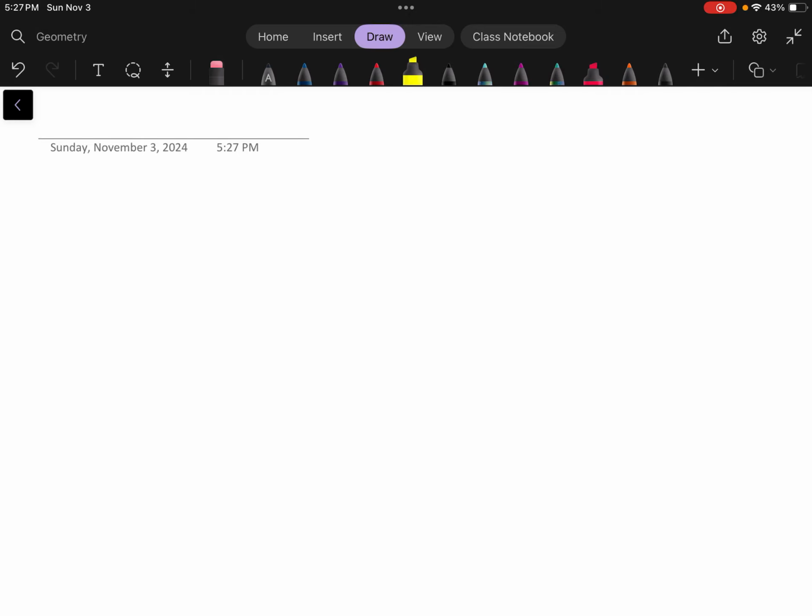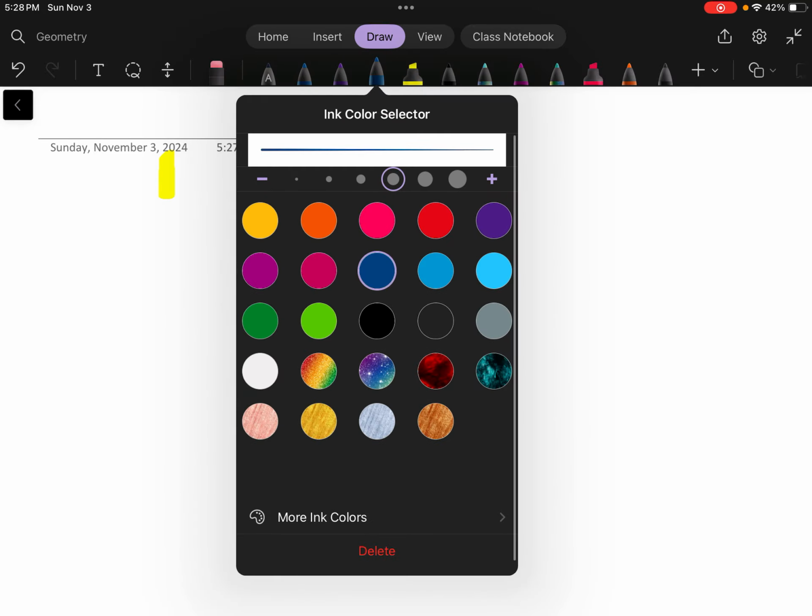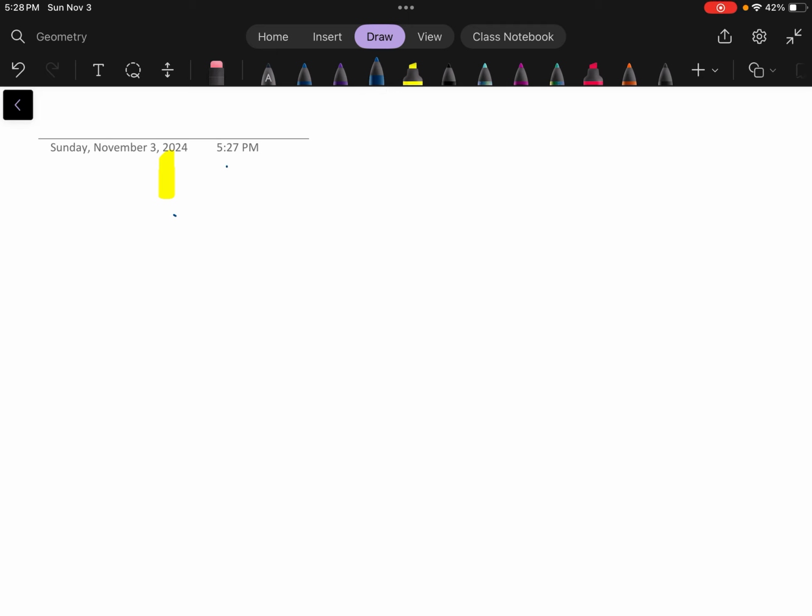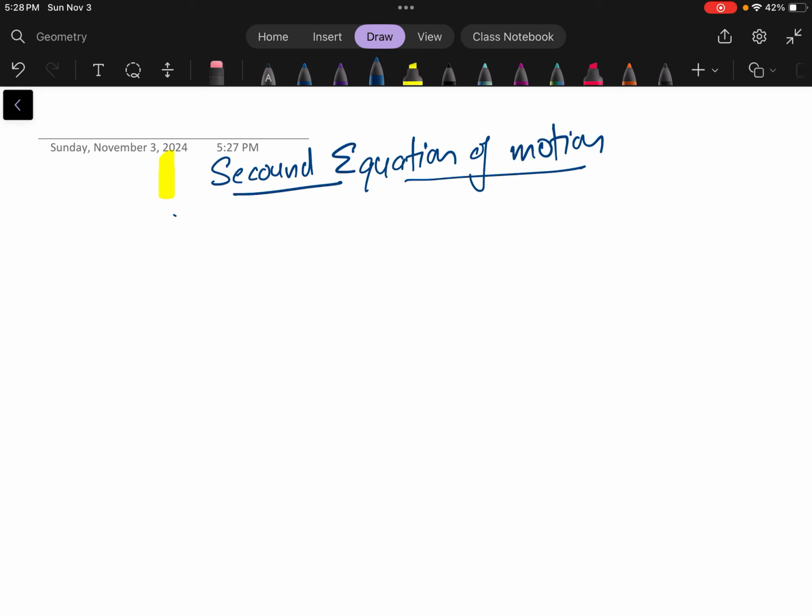So basically the one doubt coming from the students is about the second equation of motion. The doubt is how we will derive this equation. First of all, the point to remember is why and where we use this second equation.